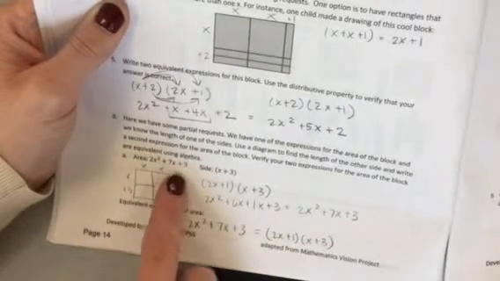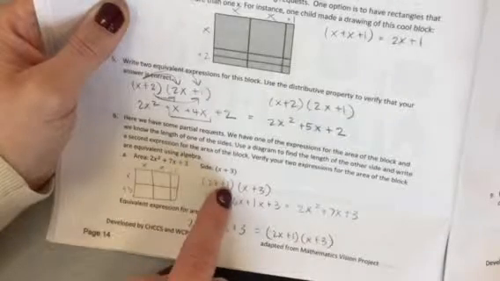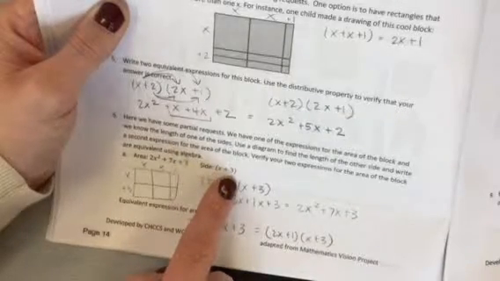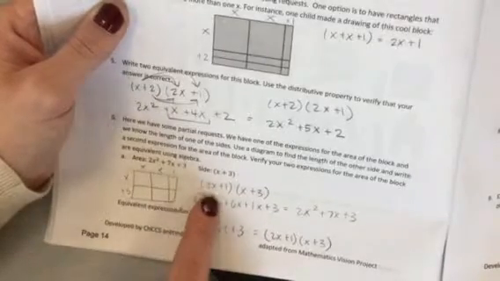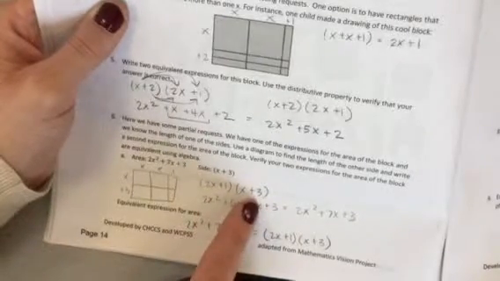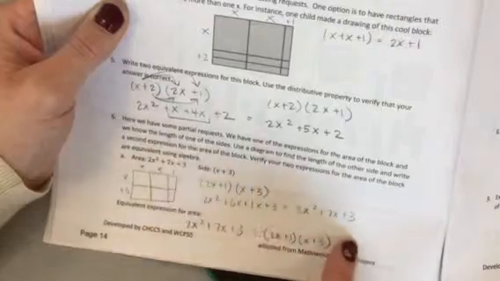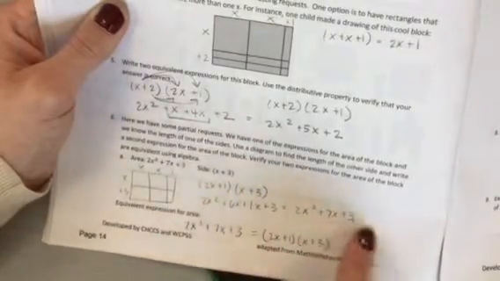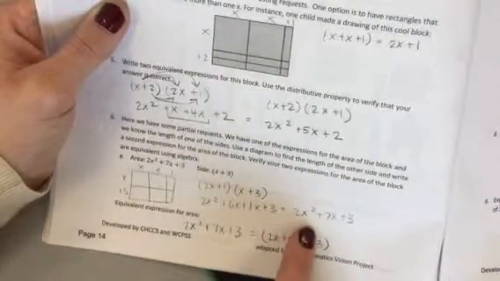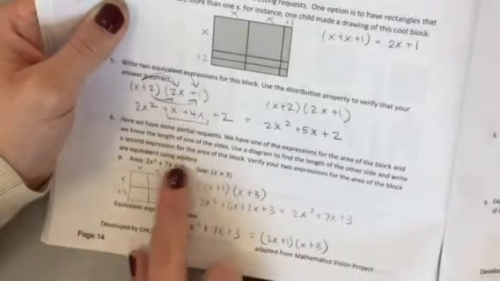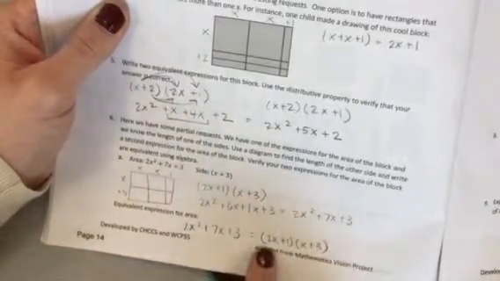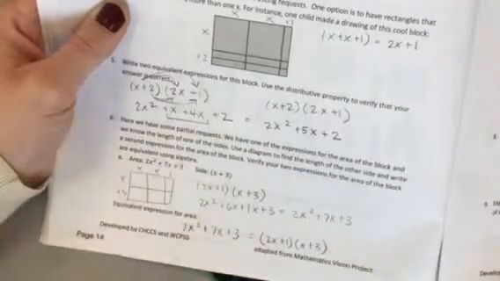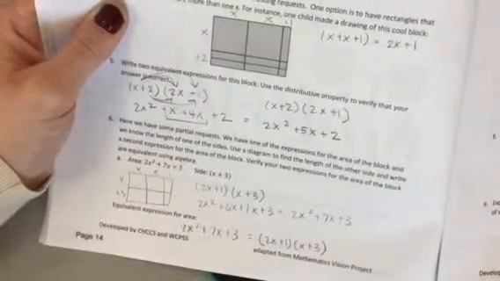And then I thought, well, if my constant is 3 and this side length is 3, what do I multiply by 3 to get 3? 1. So I tried 2x plus 1 times x plus 3. When I FOILed, I got 2x squared plus 7x plus 3, which is exactly what we started with. So this expression should have been 2x plus 1 times x plus 3.